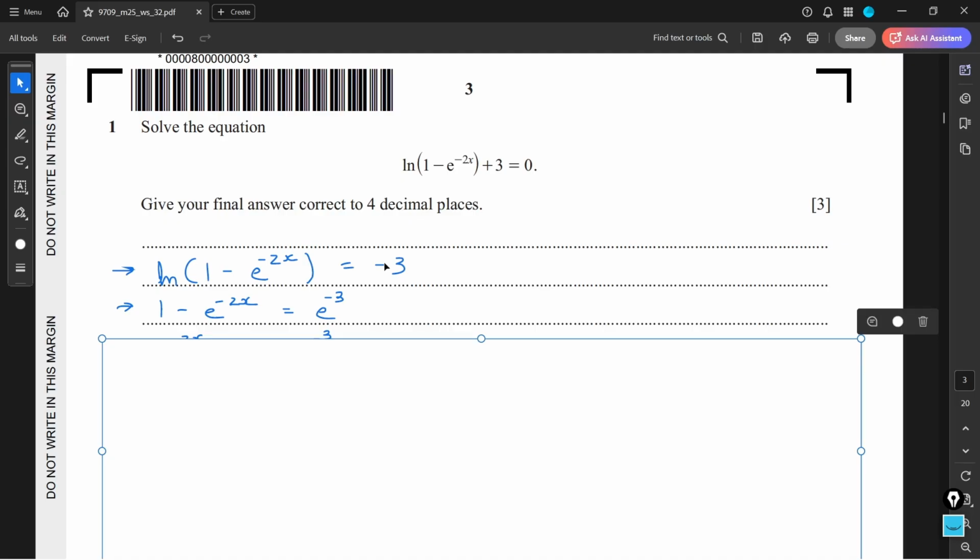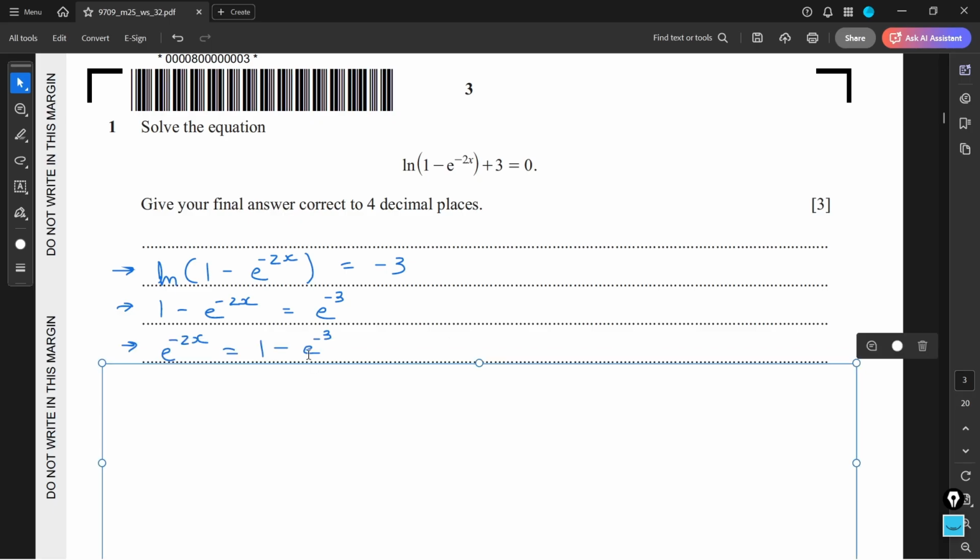After this, it's all about how you can make e to the power of minus 2x the subject. So I'm just going to send this to the right hand side and bring e to the power of minus 3 to the left hand side and say that e to the power of minus 2x is now equal to 1 minus e to the power of negative 3. Now, how do you make x the subject? For this, you will need to bring x from the power to the bottom. And for that, I'll need to use ln so that ln e becomes 1. This is the second rule that I have taught you before starting this solution.